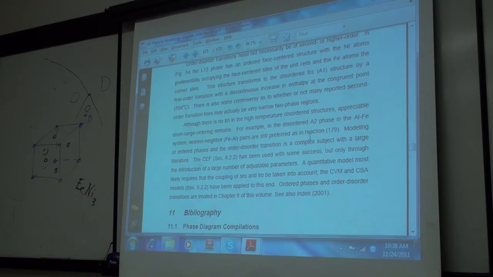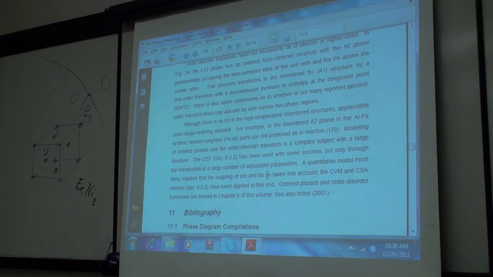Now, the very simple model I showed here can qualitatively predict it, but if you're trying to quantitatively predict what's going on in the order-disorder transformation, things become much more complicated. First of all, you definitely have to couple the short-range and the long-range order, because the short-range order is important in the temperature range you are in, which means if you're going to couple short and long range order, you've got to go beyond a pair model, you've got to at least go to some sort of a quadruplet model.